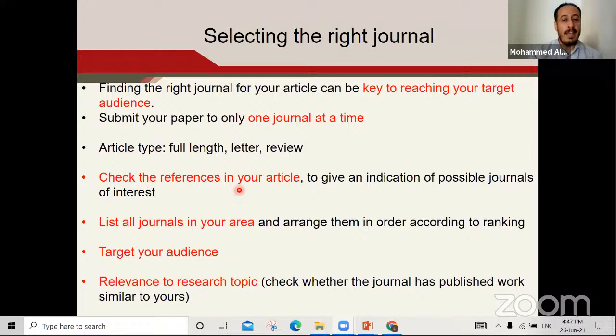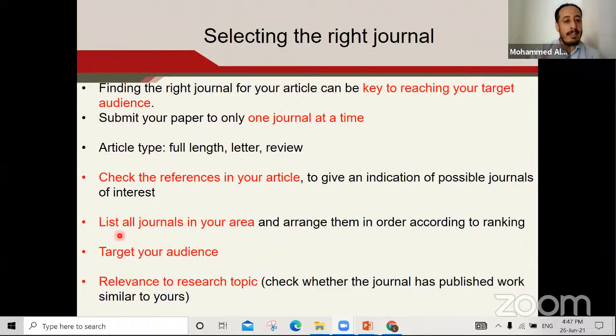But generally, you have to check your references. You will realize that most of the references are from certain journals. So this most common journal in your references could be the journal that you should select for your article.